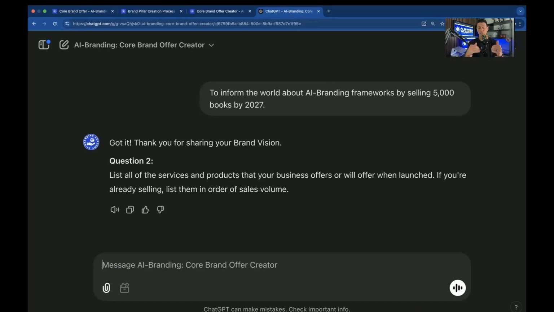So if you do have a list and you're already selling, go ahead and just order it in that list of the thing that sells the most. And you can do it by volume or by just the amount of money it generates, whatever you prefer. But just know that's going to help guide what your core brand offer is.